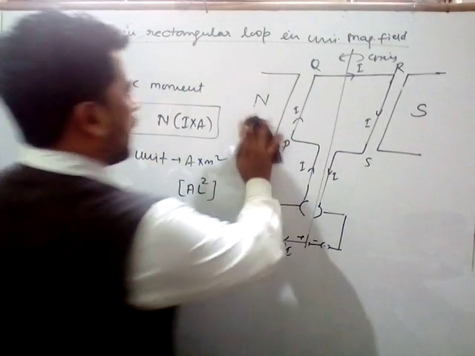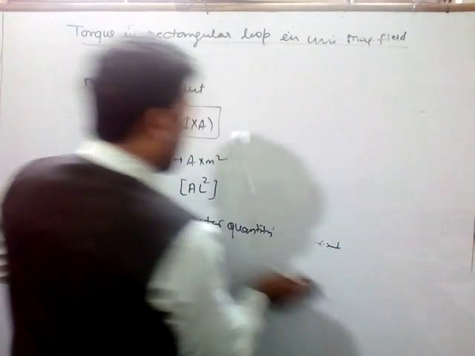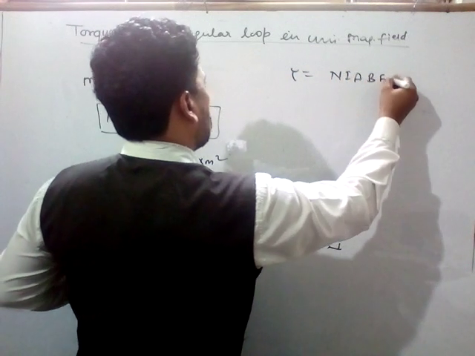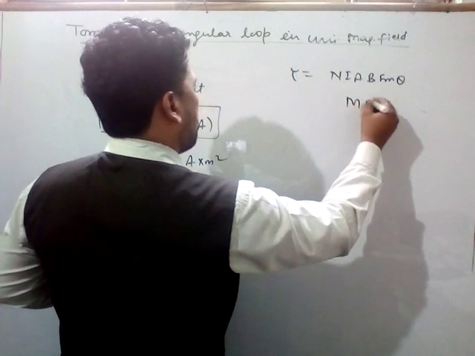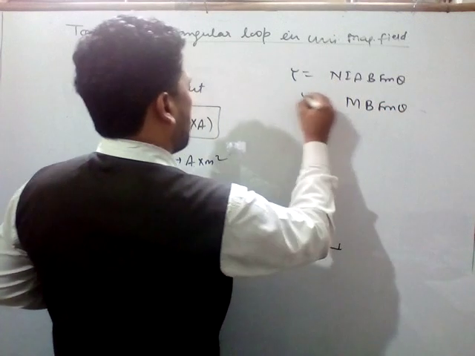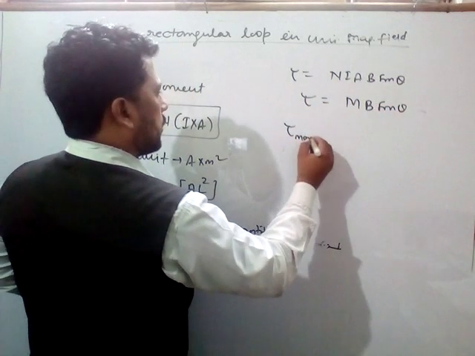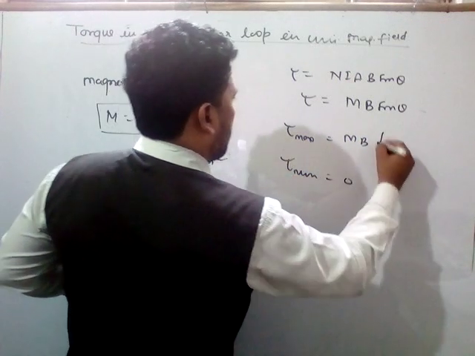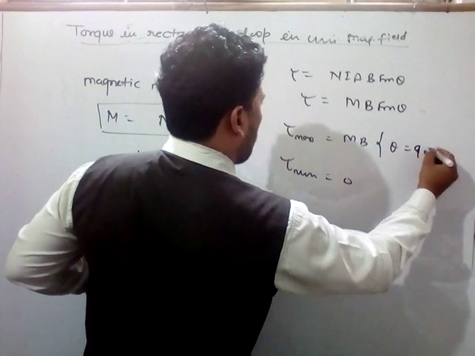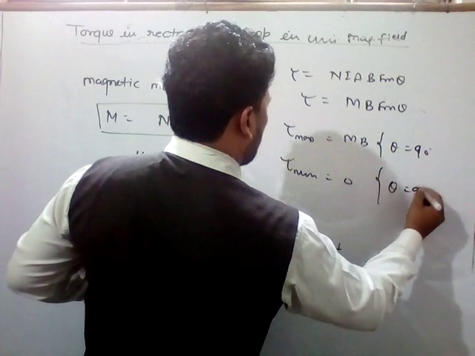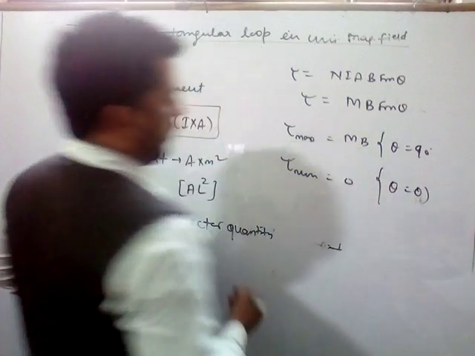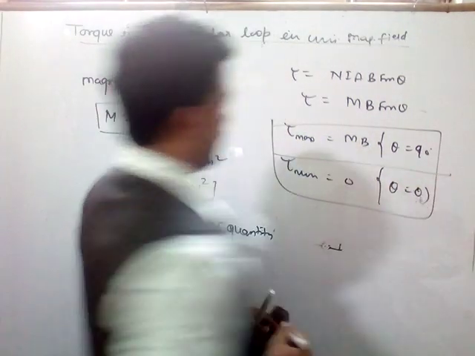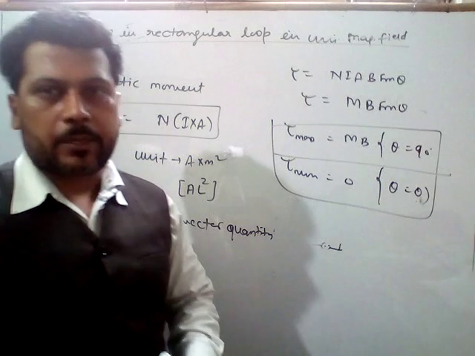So according to this, if we put the value of torque, torque equals NIAB sin theta, so its value is MB sin theta. This is the torque, and torque maximum equals MB, and torque minimum will be 0. The maximum occurs at theta equals 90 degrees, and the minimum at theta equals 0 degrees. So here we obtained two specific conditions for the torque in terms of magnetic moment.